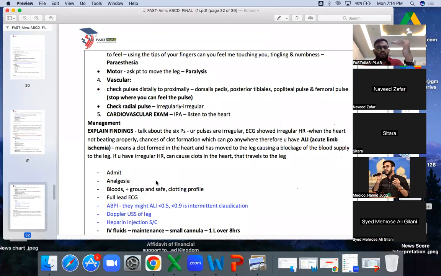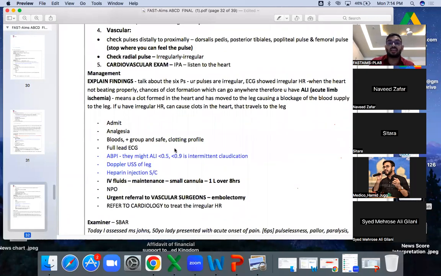So in this scenario, we go approach-wise. For example, we find nothing on A, nothing on B, nothing on C. Whatever we find is on the examination in this acute limb ischemia. Why is it here? Because it is an emergency, a dire emergency. You will admit the patient, give analgesia, do the clotting profile, and send all samples. You will pass the IV cannula.